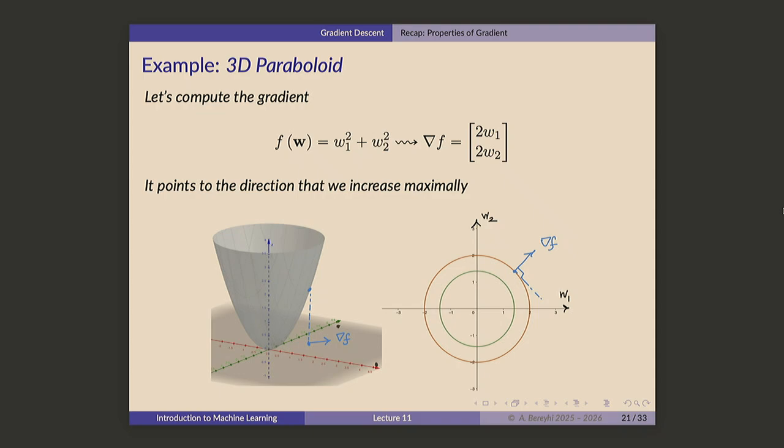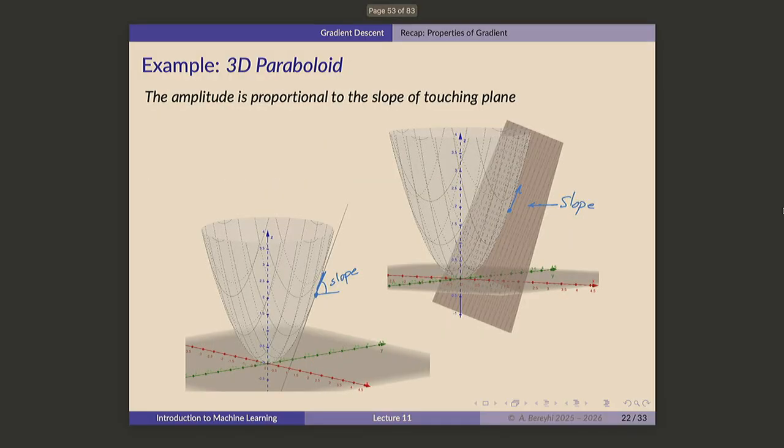Everybody's cool? You see what I'm meaning intuitively? Okay, so that is what the direction of gradient is. And what is the amplitude of gradient in this case? This is basically the slope of the plane touching that surface, right? The slope, the amount of increase that you're going to see. So if the gradient is very large, it means that it's very steep. If it's small, this means that it's quite flat, right?